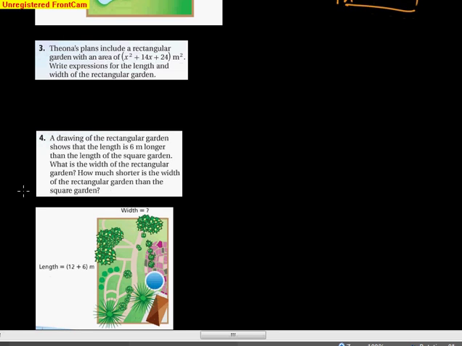Problem 3 says, Theona's plans include a rectangular garden. I'm going to put a box around this word rectangular, with an area of x squared plus 14x plus 24 meters squared. Write expressions for the length and width. So now, if I have a rectangle, now your length and width are different. Let's call this the length and this the width.